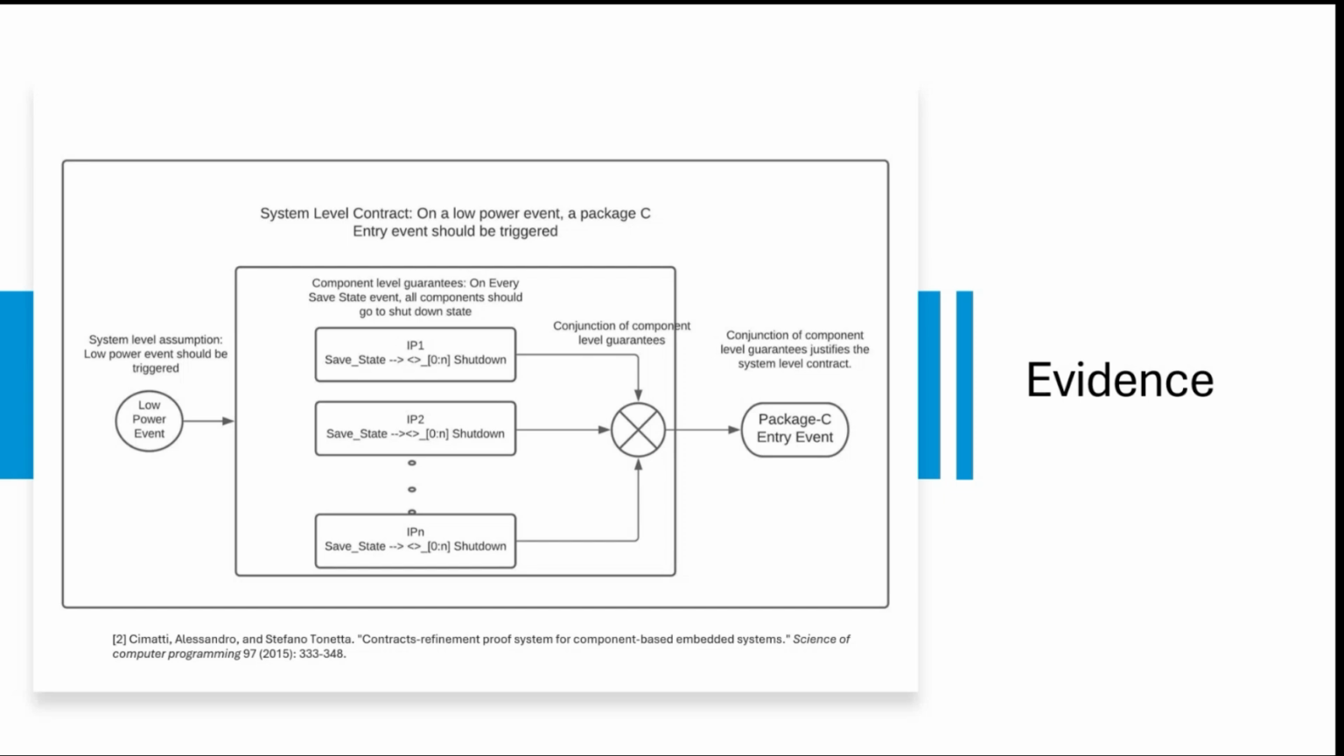And once all my component-level properties are checked on my given waveform, they are composed in a specific manner, which we call contract composition. There are various compositional techniques which can be used to compose the component-level contracts. And fundamentally, that specific composition will refine or satisfy my system-level contract. Now, in this example, once all the component-level contracts are satisfied and proven true against a given waveform, they are composed as a conjunction. And once all the contracts are conjoined and proven, they automatically satisfy the system-level behavior. Here the system-level behavior is the package C entry event on every low power event which is injected.